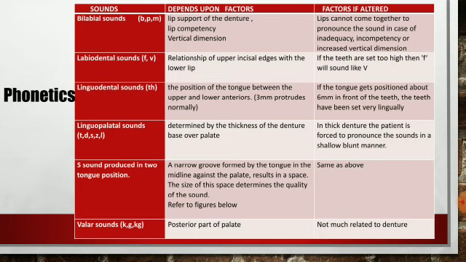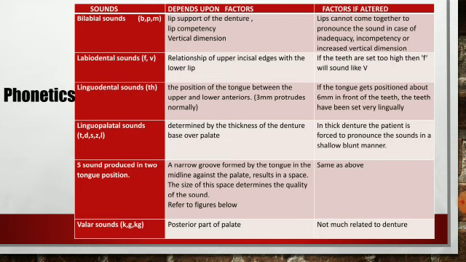Next is labiodental sound, F and V. Whenever we pronounce these sounds, our lower lip comes in contact with the incisal edge of the upper anteriors. So this is basically the relationship of upper incisal edges with the lower lip. If teeth are set too high, then F will sound like V. You can just check it by doing it.